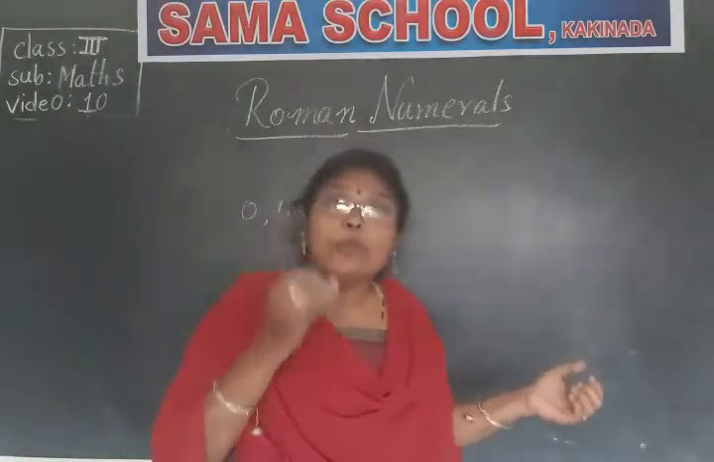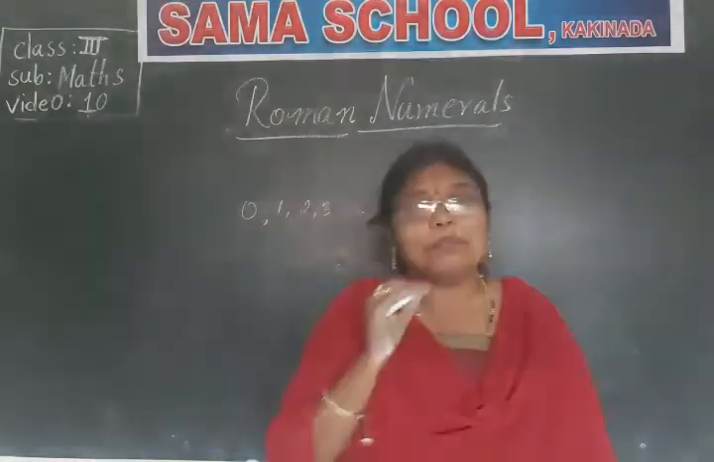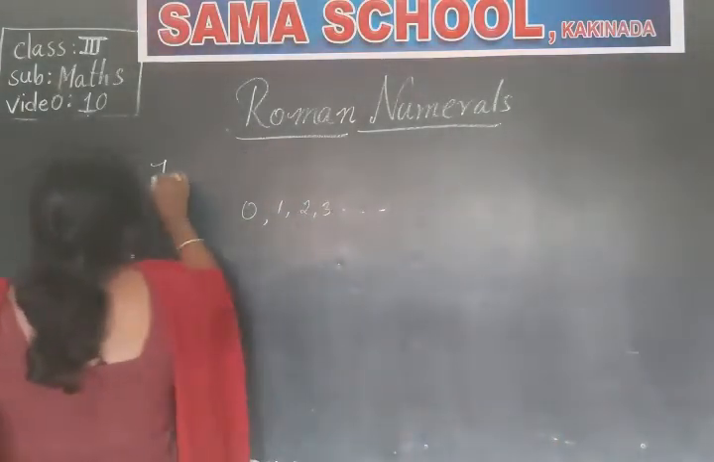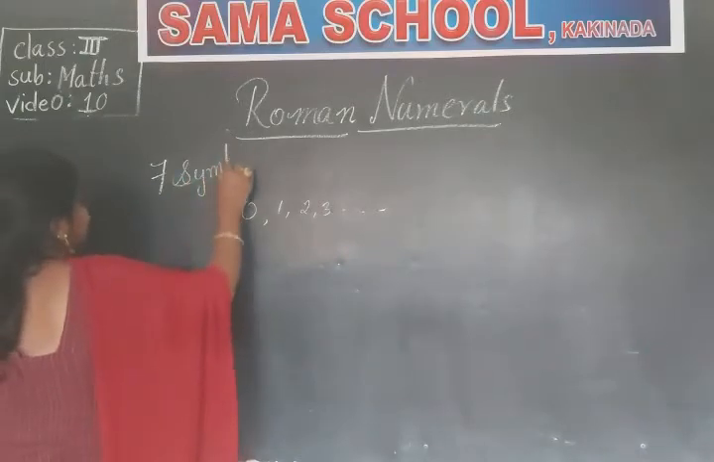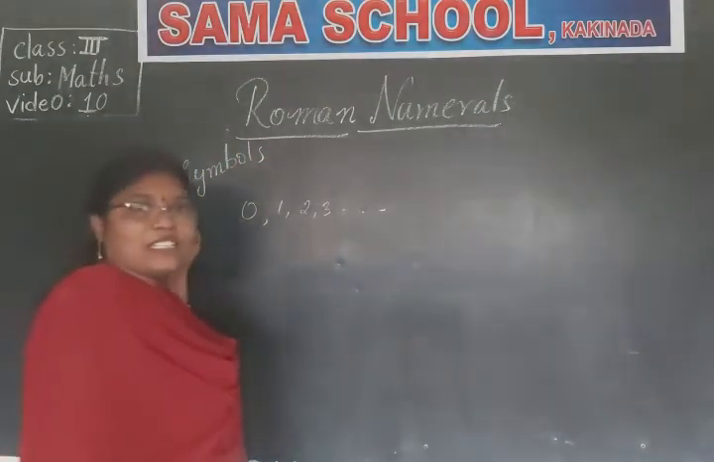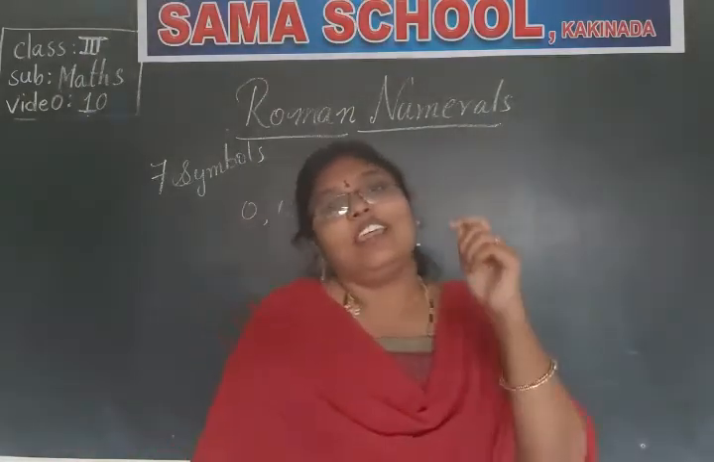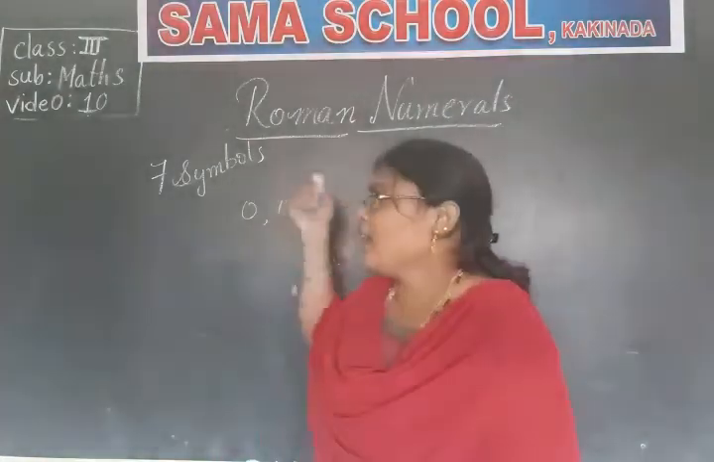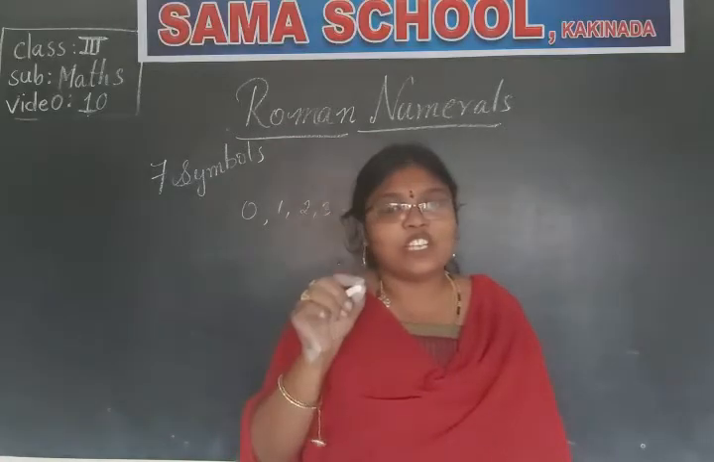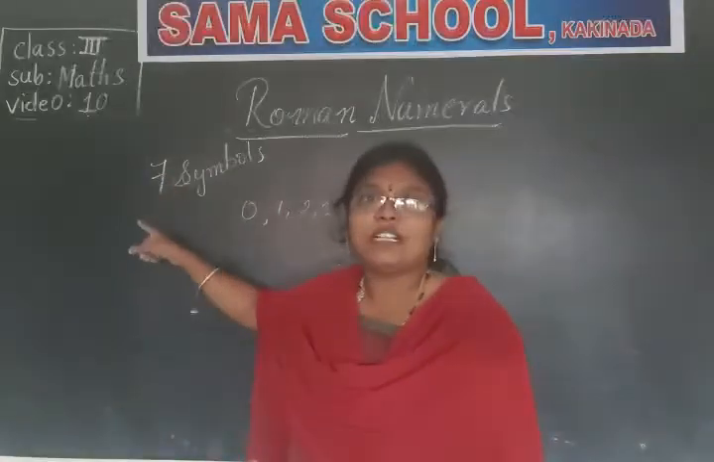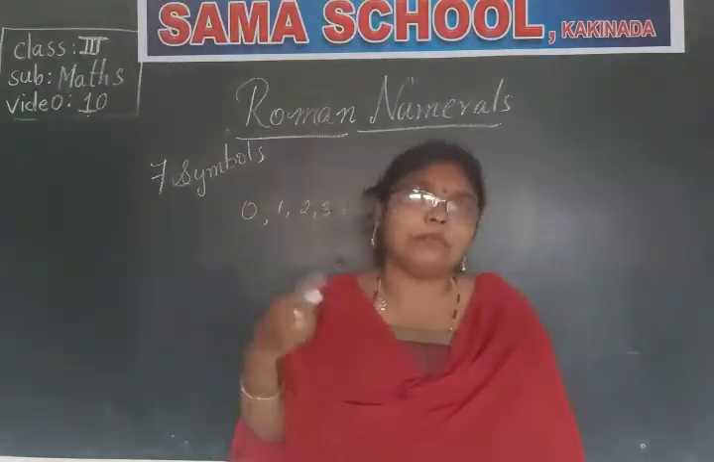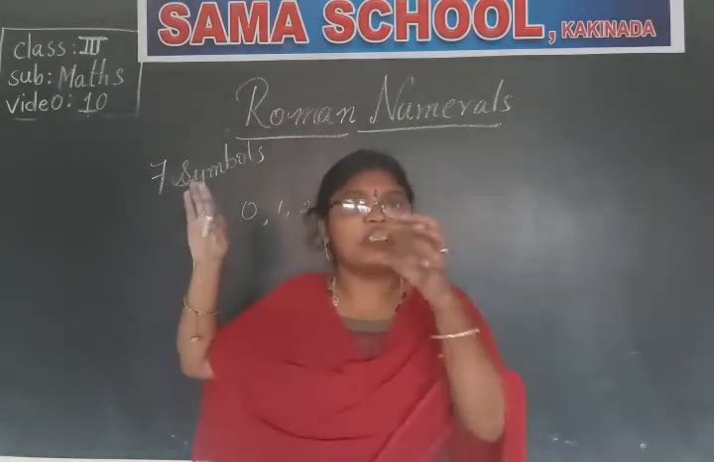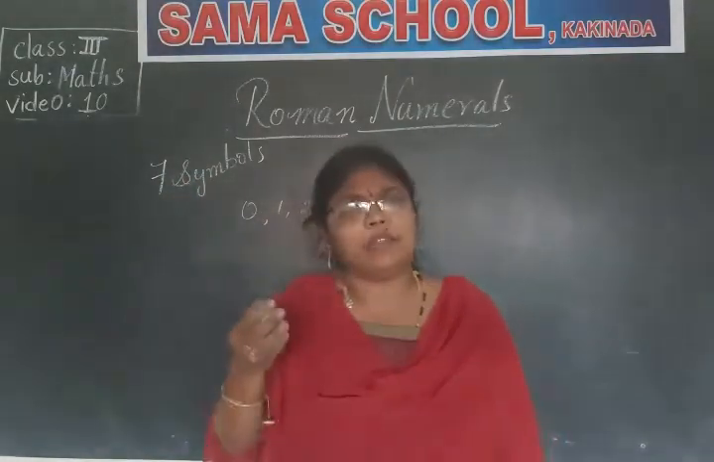The Romans invented a number system using only 7 symbols. How many symbols, children? 7. Those 7 symbols are what we use nowadays to write Roman numerals. The number system in which they can write many numbers using only 7 symbols is called Roman numbers.